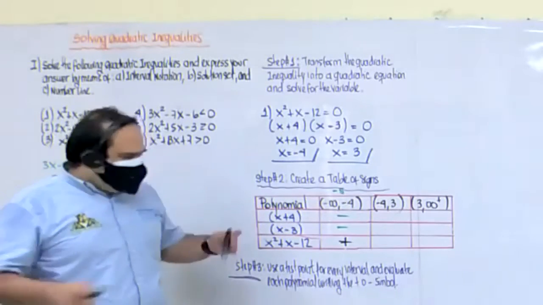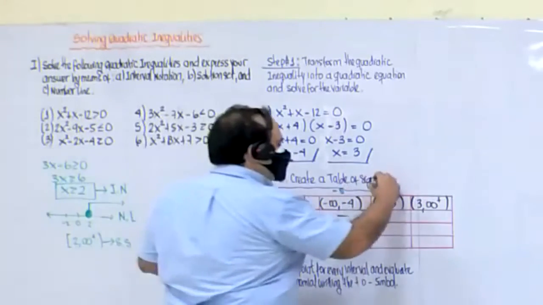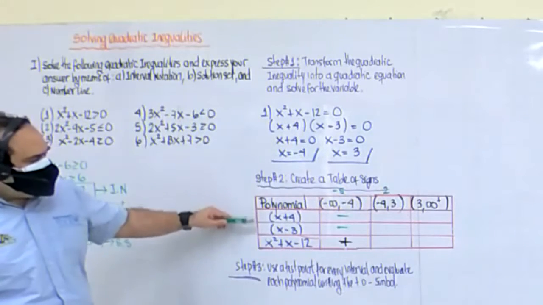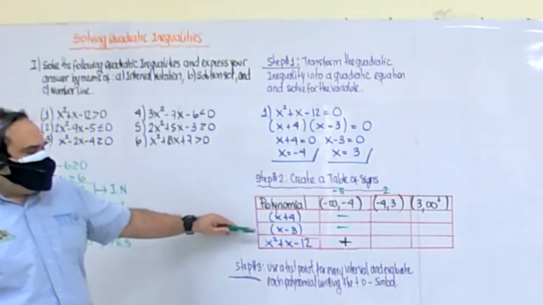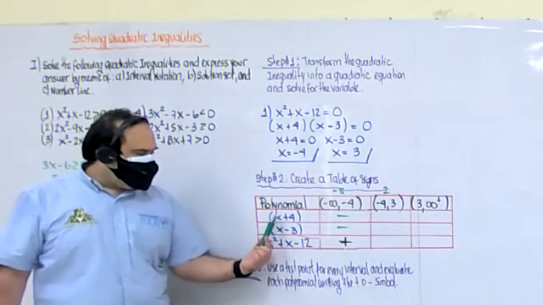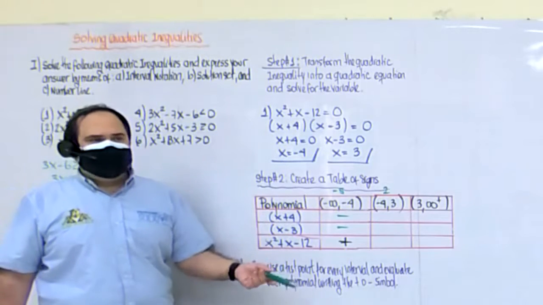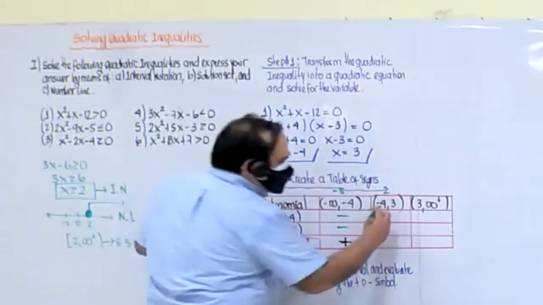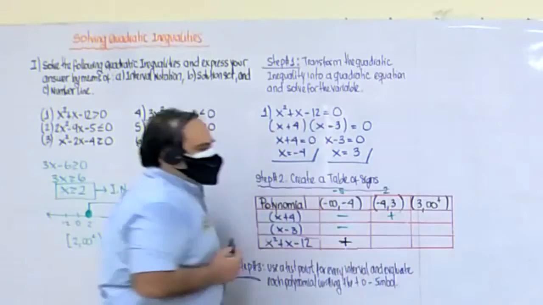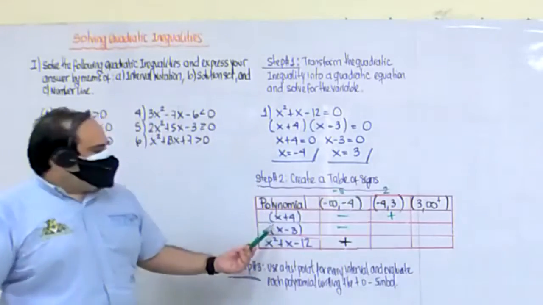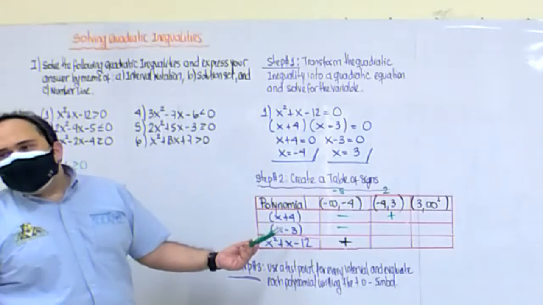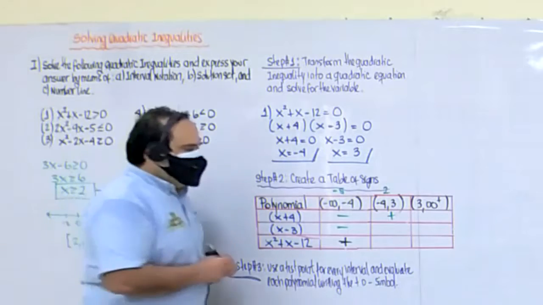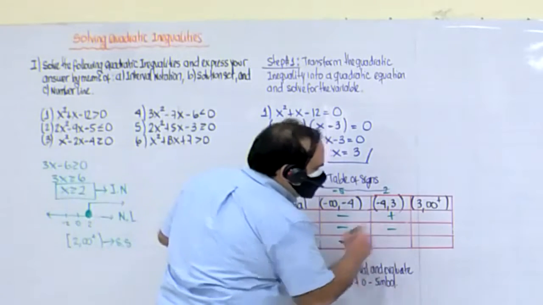Okay, number 2, right? Now, this number 2, we want to evaluate these two polynomials. 2 plus 4 is 6, positive 6. I don't care about the number, but I do care about the sign. That was positive. Again, 2 minus 3 is negative 1. I don't care about the number 1, but I care about the negative sign. So that will be negative.